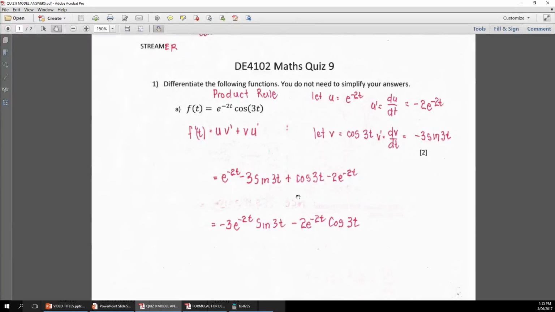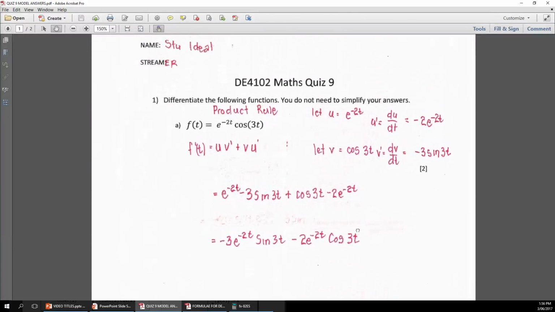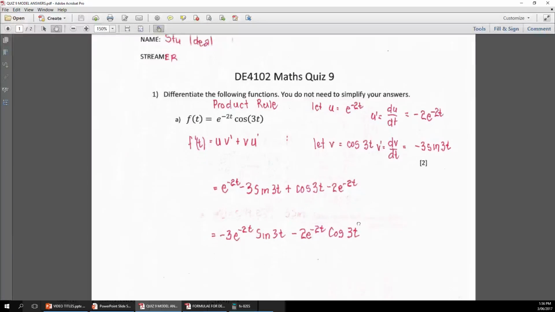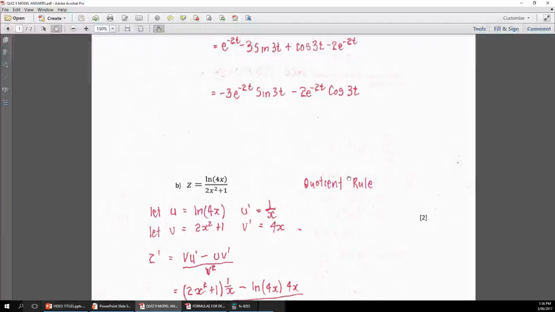By now you should be familiar enough to be able to do these ones off the bat, but as I say, if you do need to do them using the function of a function rule, go for it.